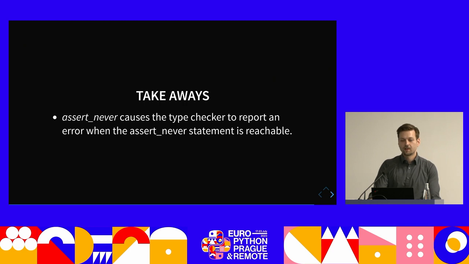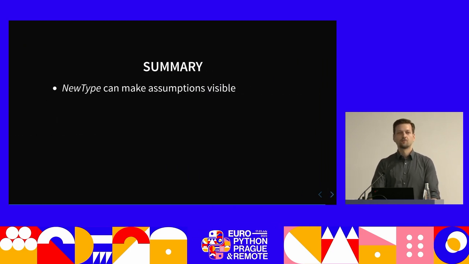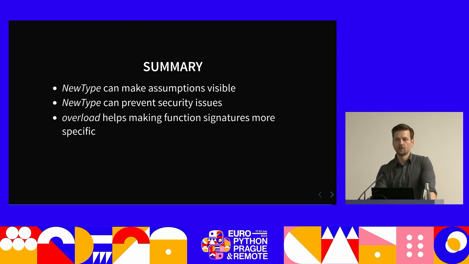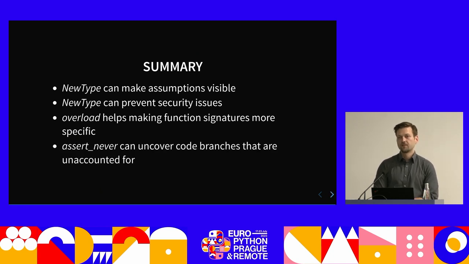These are all my examples. I would like to wrap it up. So we said that NewType can make assumptions visible. NewType can even prevent some security issues, or at least make them less likely to happen. And there's also overload, which uncovers dependencies between function arguments and the function's return type. And it allows you to make the function signatures more specific and remove ambiguity from them. And lastly, assert never can uncover code branches that you as a developer have not accounted for.